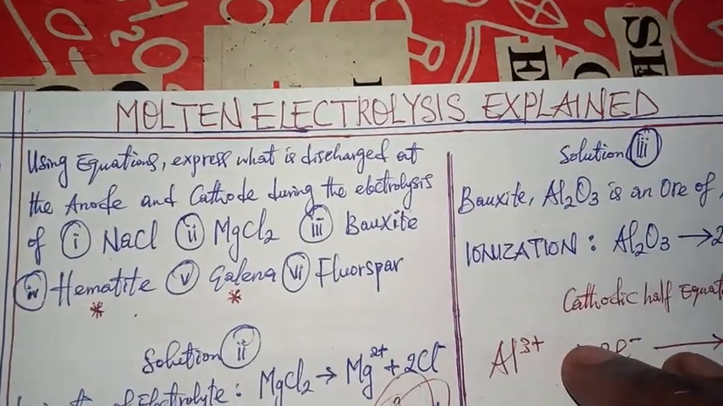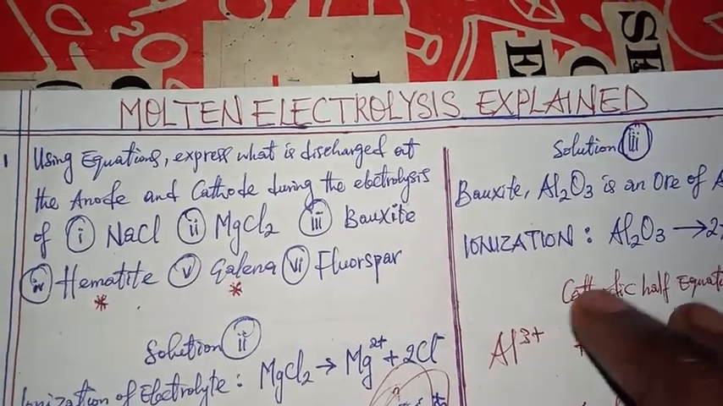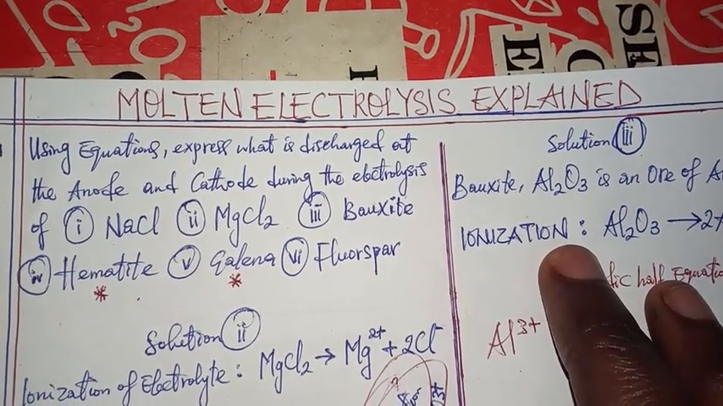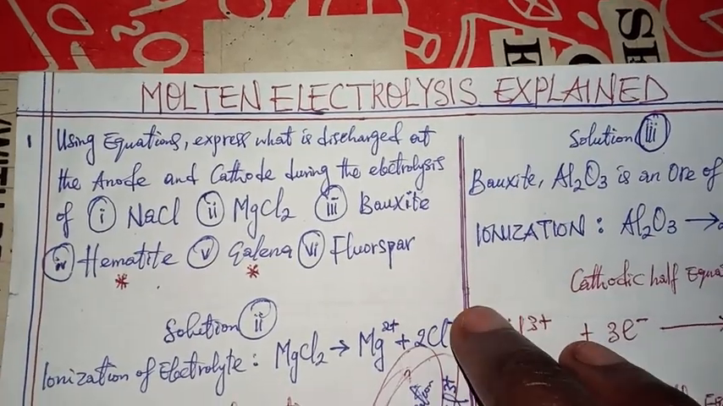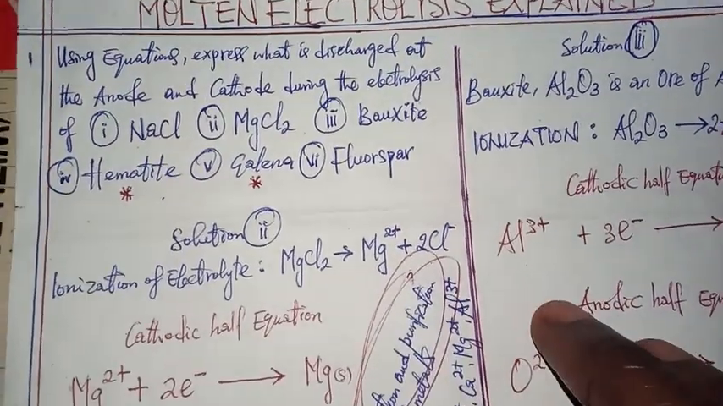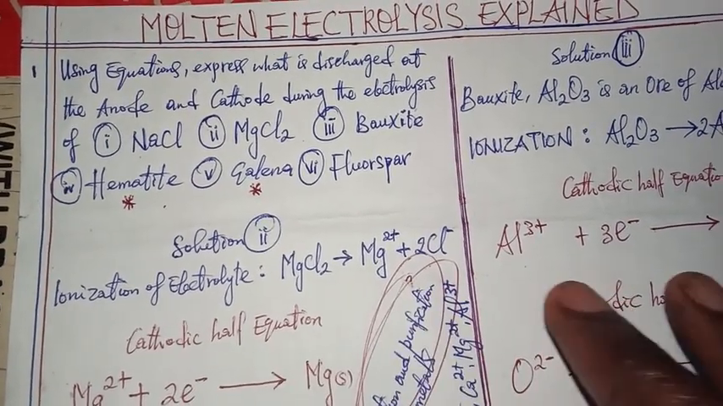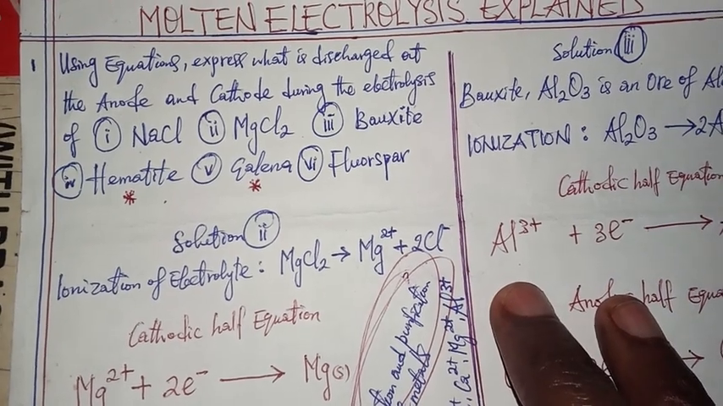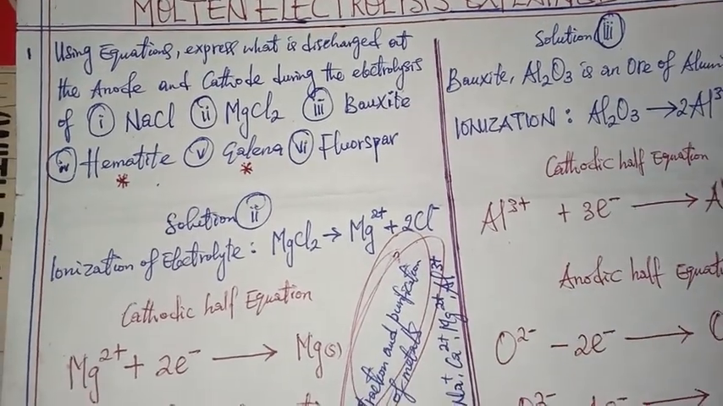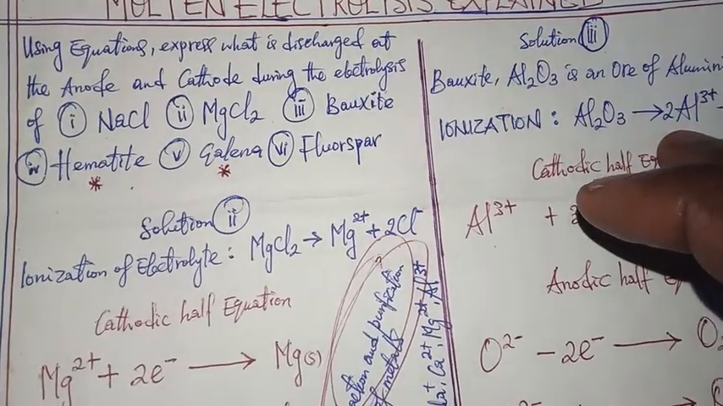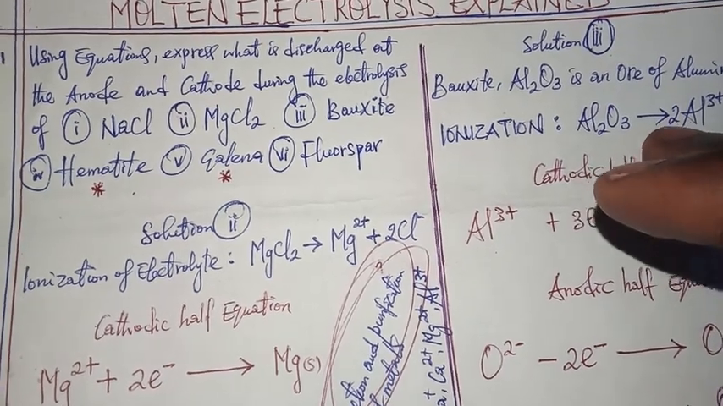Now, coming back to molten electrolysis, we have said that this is the electrolysis that occurs in the absence of water, in which we are going to have only one cation and one anion. So we are now going to look into some examples of ionic equations involving molten electrolysis that express what is going to be discharged at the respective anode and cathode.